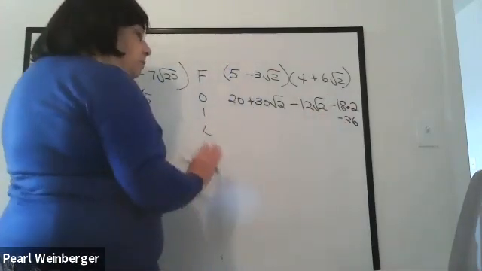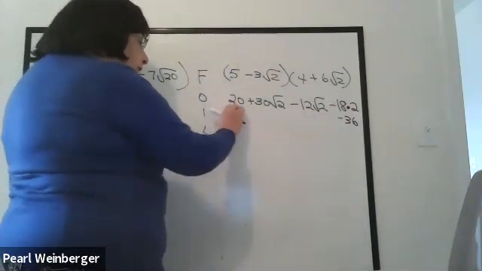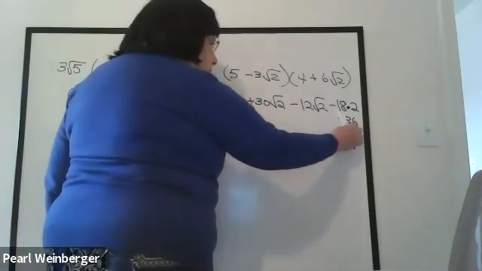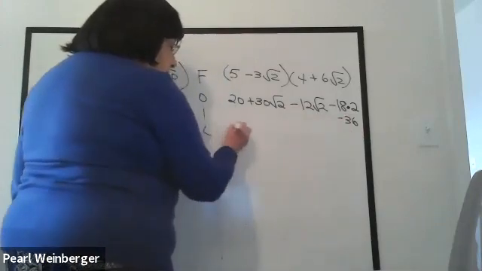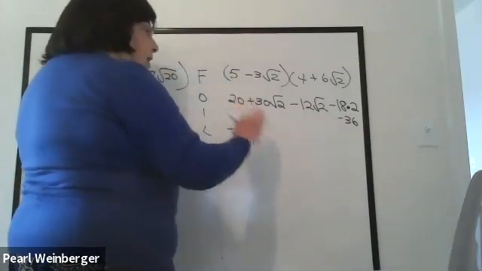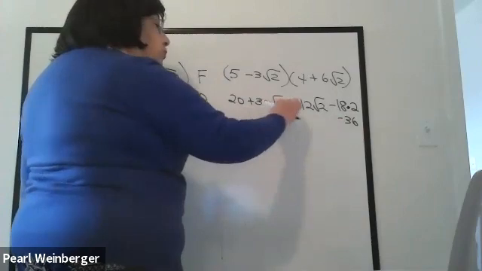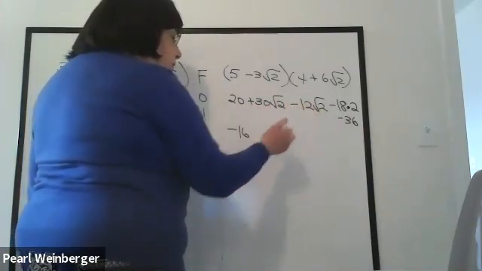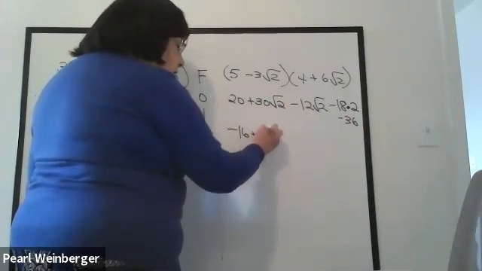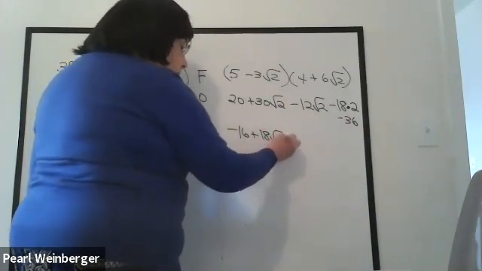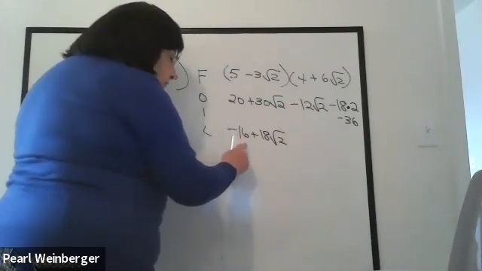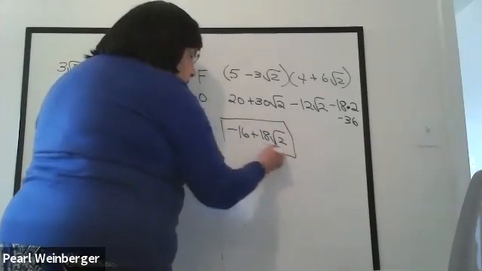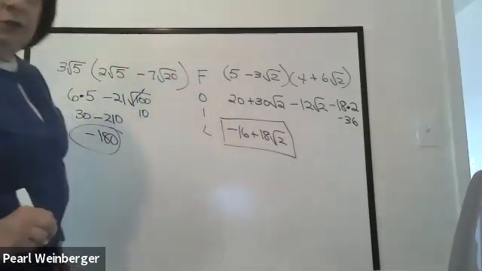So now I combine the like terms. There's a plain 20 that has no radical next to it. That can be added to the negative 36. That gives me negative 16. And then there's a 30 radical 2 minus a 12 radical 2. Those are like radicals. 30 minus 12 gives me 18 radical 2. Now I cannot combine the negative 16 and the 18 radical 2. They are not like terms. So this is my final answer.